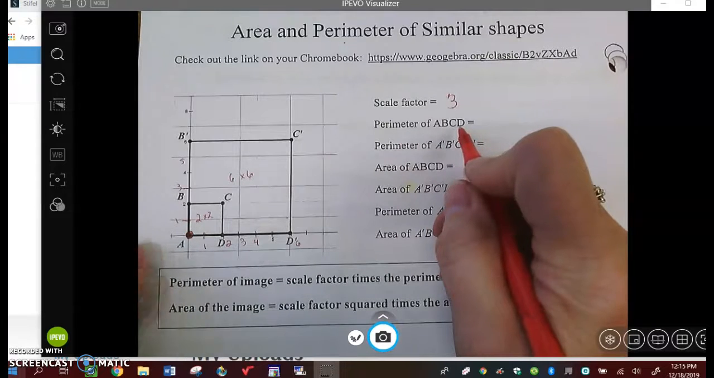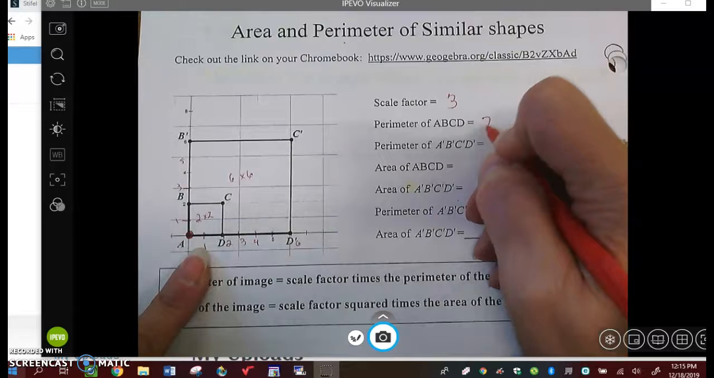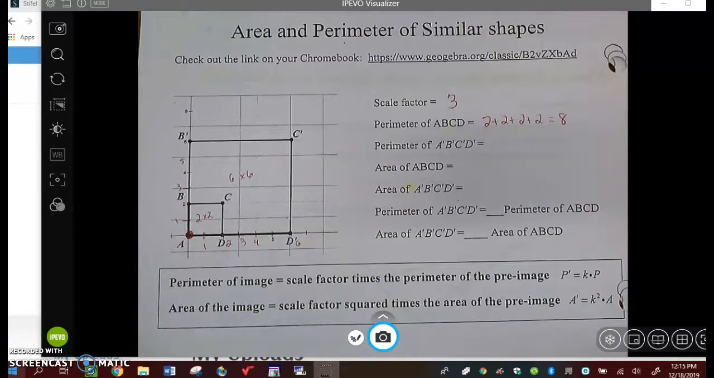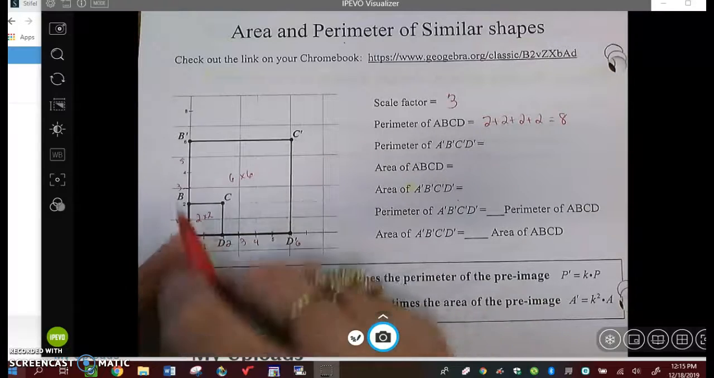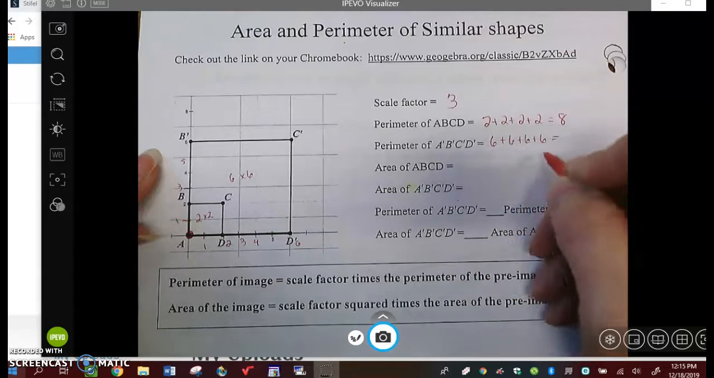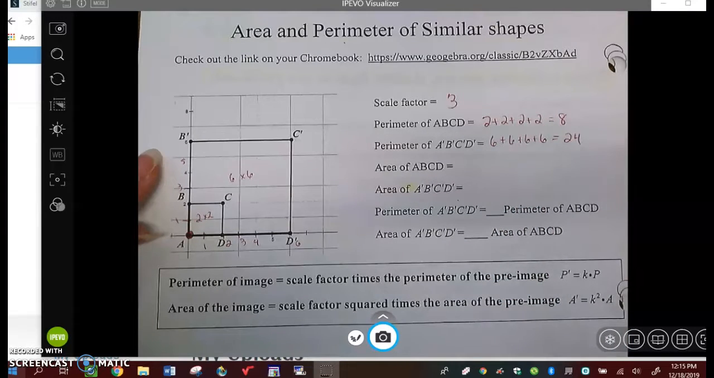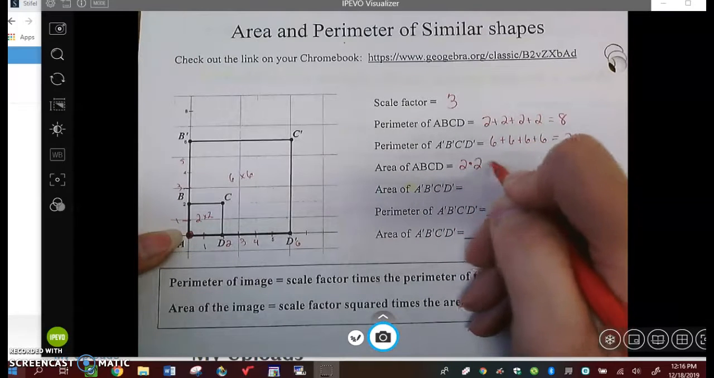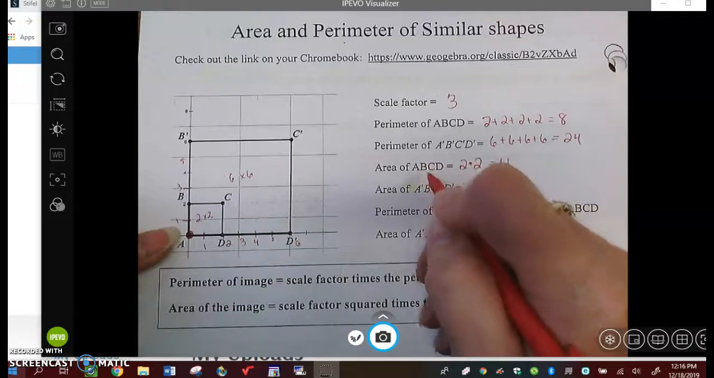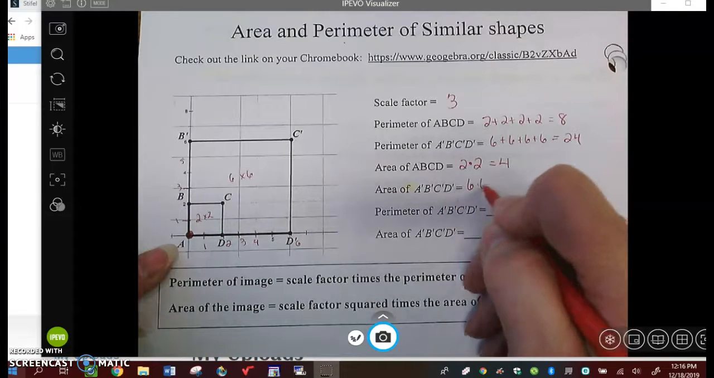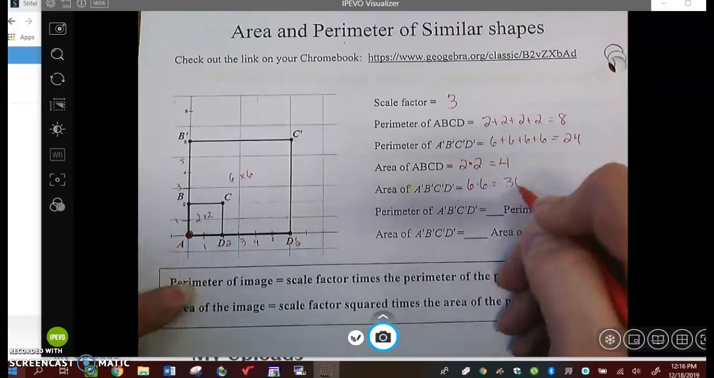So I would like you to find the perimeter of ABCD. You are just adding up all the side lengths. We get a perimeter of 8. All right, let's see now if you can find the perimeter of A prime, B prime, C prime, D prime. All the side lengths are 6. So for perimeter, you add up all your sides, that adds up to 24. Area of a square is length times width, so 2 times 2 gives you 4 for the area of the smaller one. Area of the image, side times side, so 6 times 6, is 36.